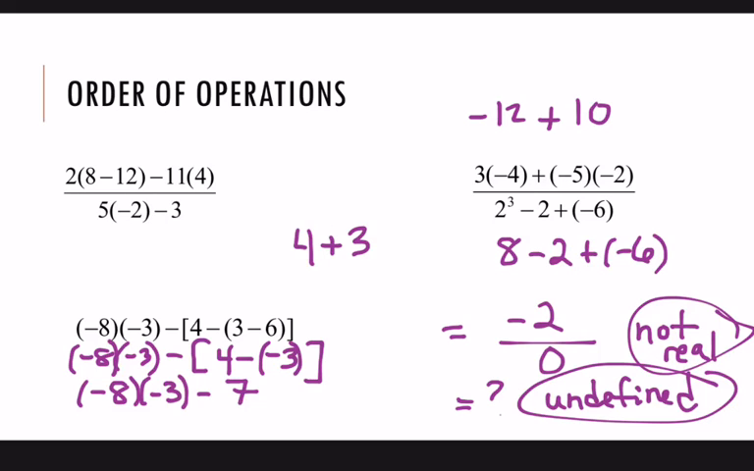And then two more steps. We have a multiplication and a subtraction. So negative 8 times negative 3 is 24. 24 minus 7 is 17, I believe. 17.